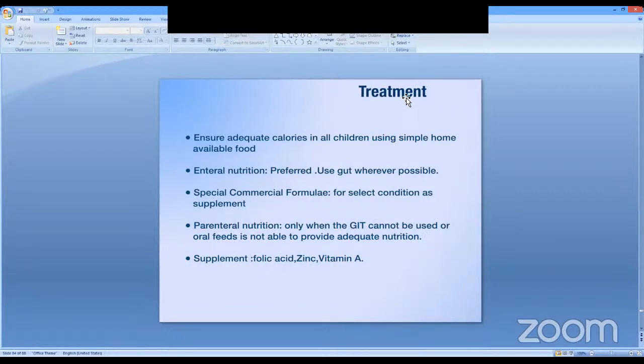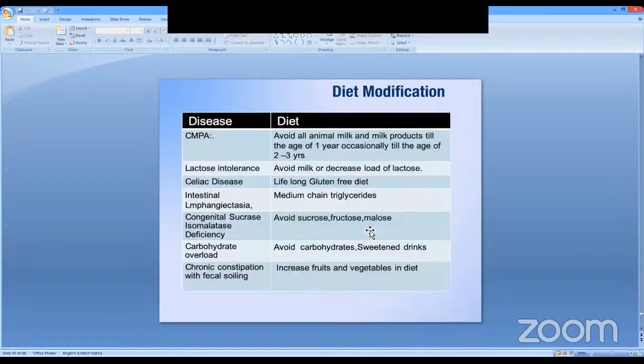So now I have reached the last part. Treatment. Ensure adequate calories in all children using simple home available fluid and diet. Enteral nutrition is preferred. Always we should try to use the intestine as a source of giving nutrition. Only in rare situations, other methods like total parenteral nutrition can be used, and supplementation of folic acid, zinc, and vitamin A is very much essential.